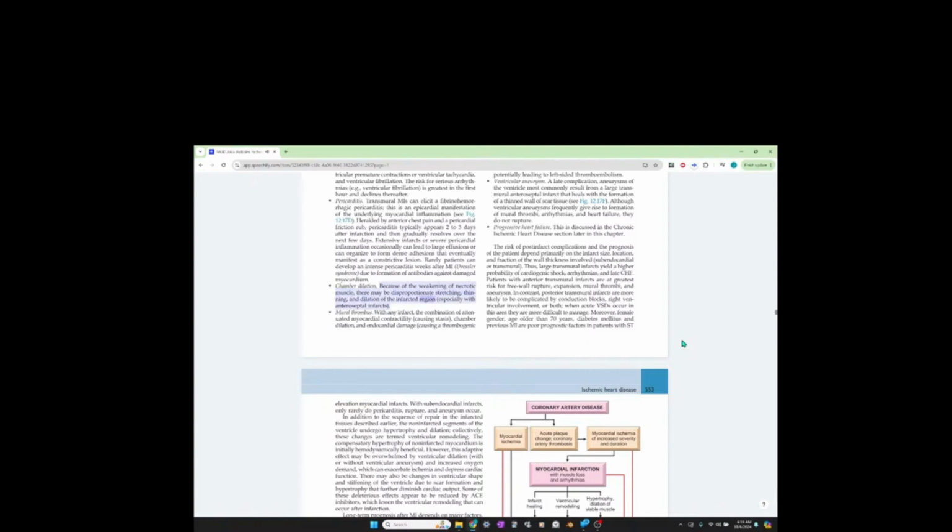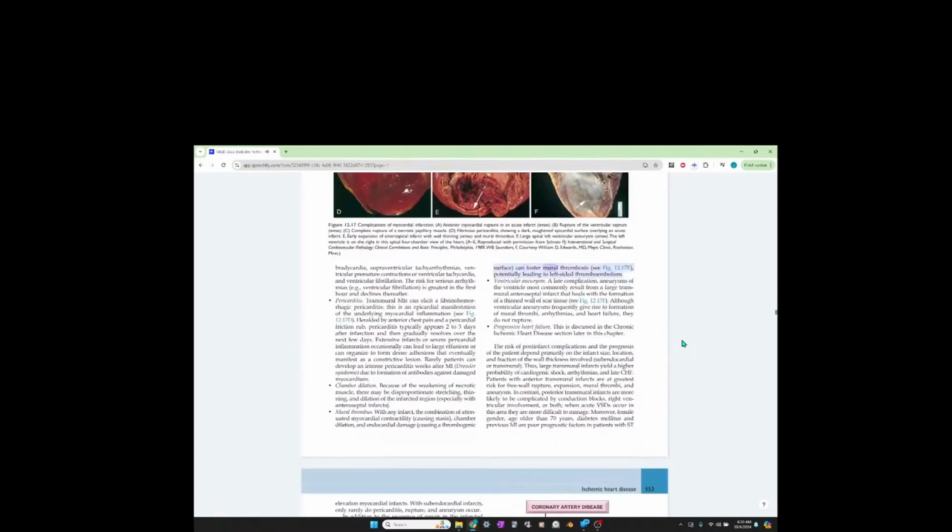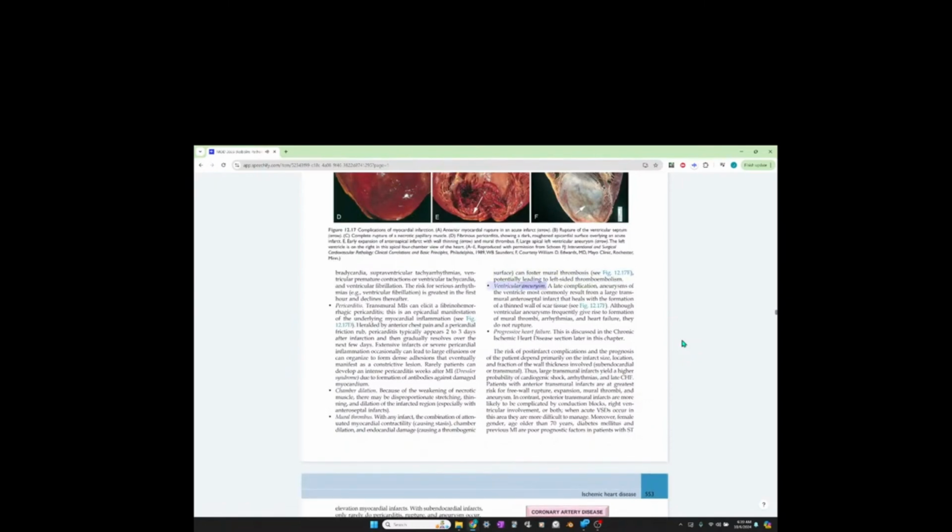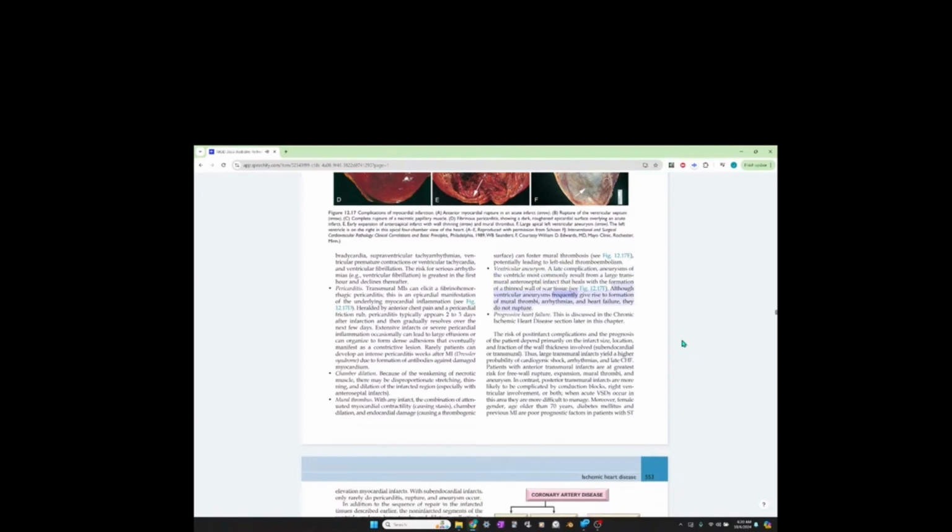Mural thrombus. With any infarct, the combination of attenuated myocardial contractility, chamber dilation, and endocardial damage causing a thrombogenic surface can foster mural thrombosis, potentially leading to left-sided thromboembolism. Ventricular aneurysm. A late complication, aneurysms of the ventricle most commonly result from a large transmural anteroseptal infarct that heals with the formation of a thin wall of scar tissue. Although ventricular aneurysms frequently give rise to formation of mural thrombi, arrhythmias, and heart failure, they do not rupture.